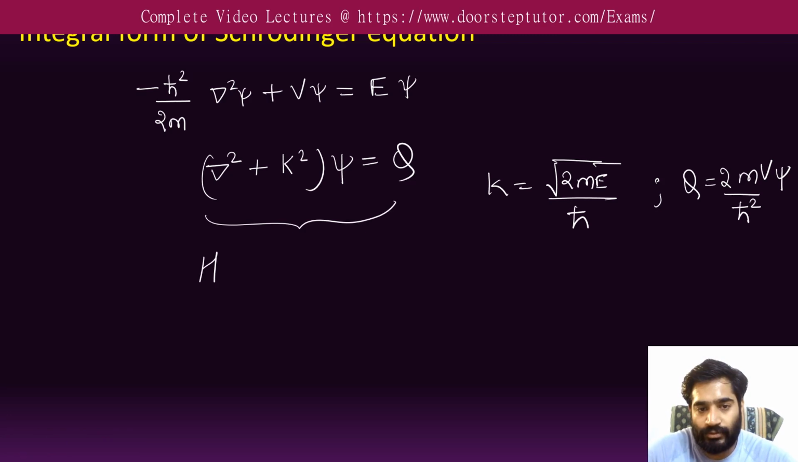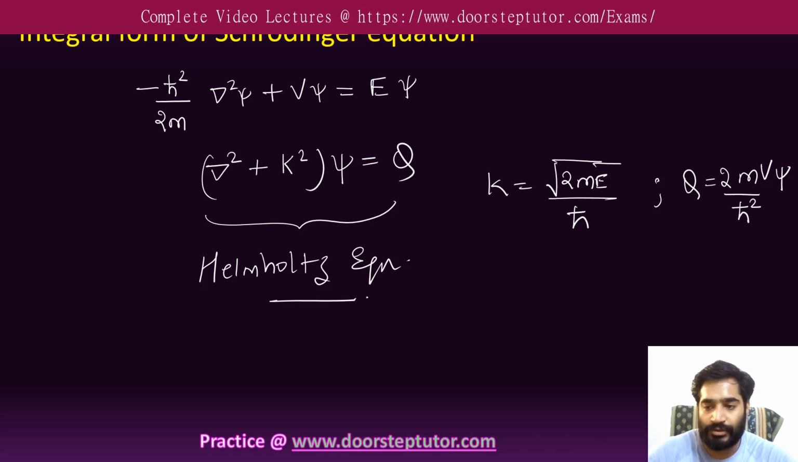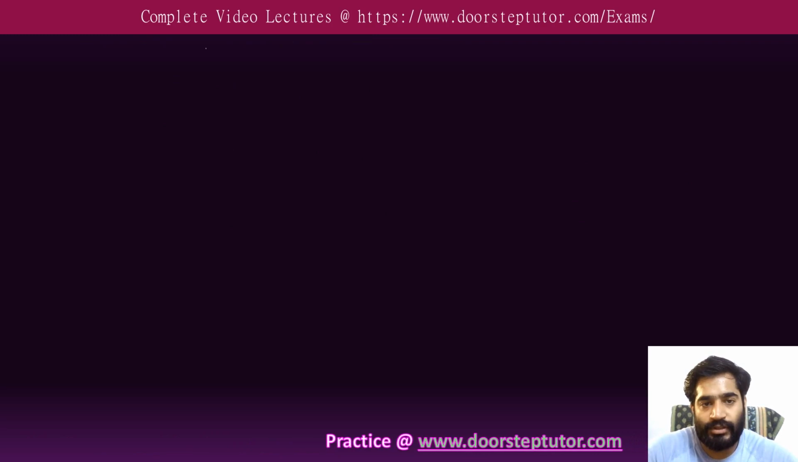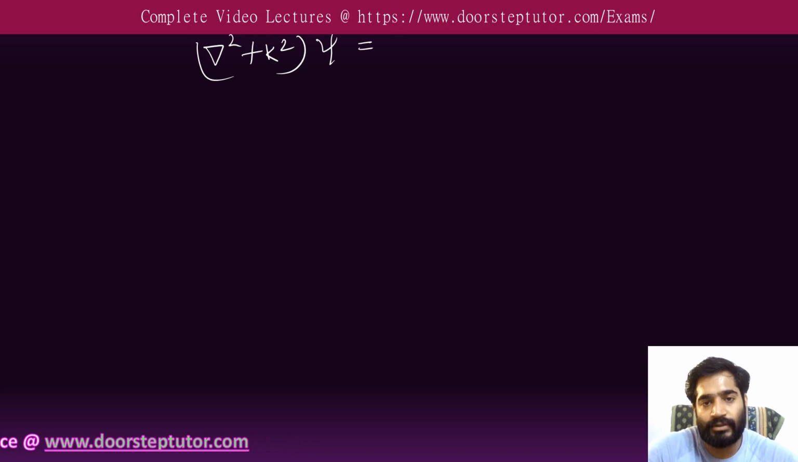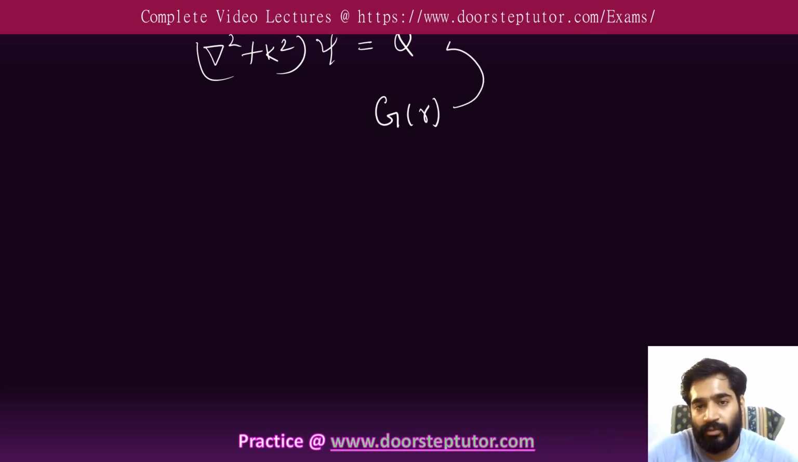So we have a solution for this Helmholtz equation. For this Helmholtz equation we find the solution using Green's functions. So the equation del square plus k square times psi equals Q, that we have. Now we will use the delta function and Green's functions. We use a function G of r, which solves this Helmholtz equation.